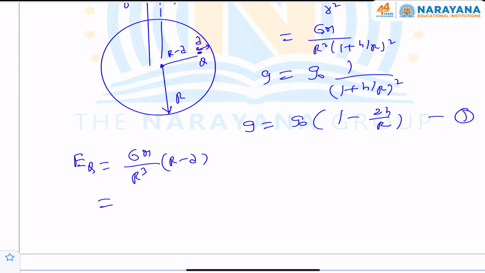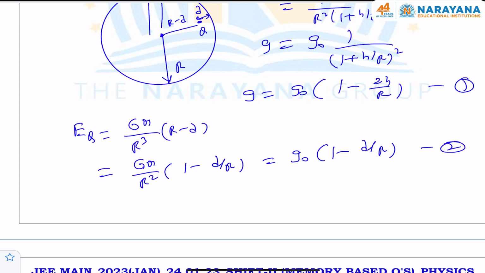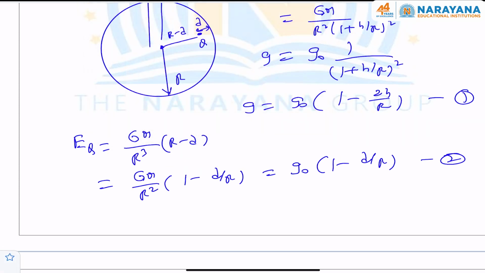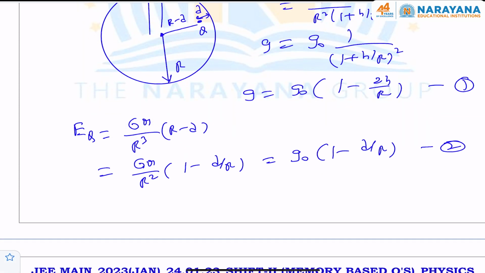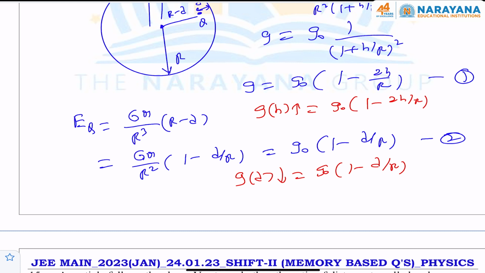Now for this, GM by R square into (1 minus d by R). This is g naught into (1 minus d by R). This is equation 2. So it can be rewritten as: g as a function of h above the surface of earth is g naught into (1 minus 2h by R). g as a function of d below the surface of earth is g naught into (1 minus d by R).